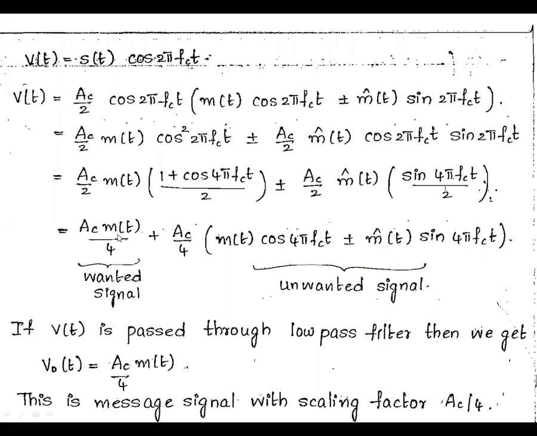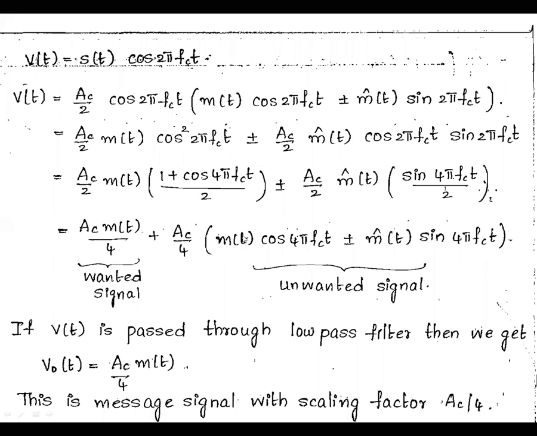So here Ac M of t by 4 is the wanted signal. Ac by 4 M of t cos 4 pi f_c t plus or minus M cap of t sin 4 pi f_c t is the unwanted signal. Now if V of t is passed through a low pass filter, these two sorts of signals are present. One signal is Ac M of t by 4.